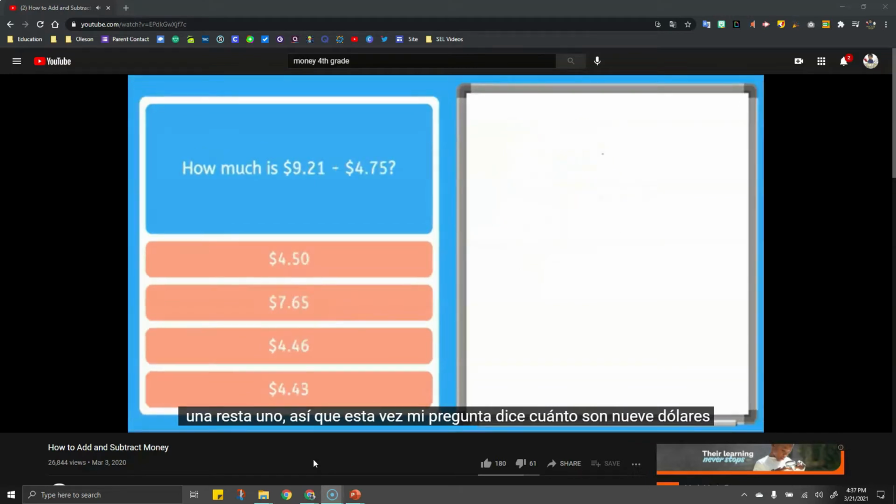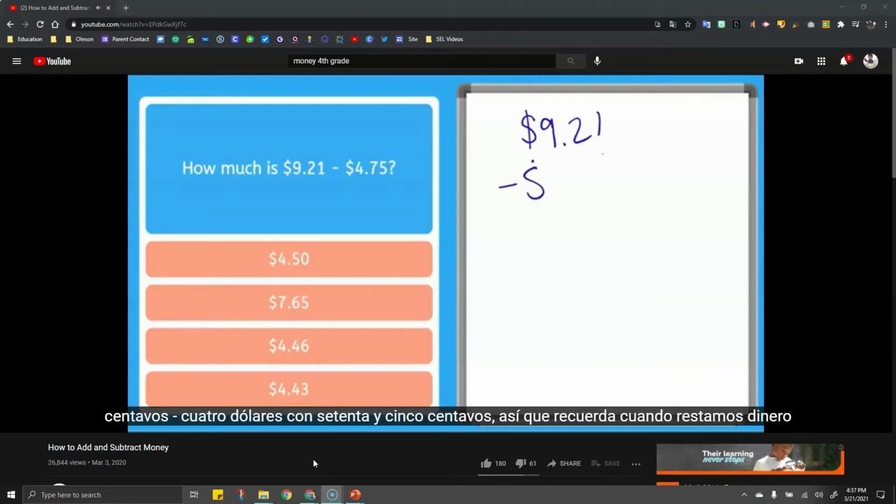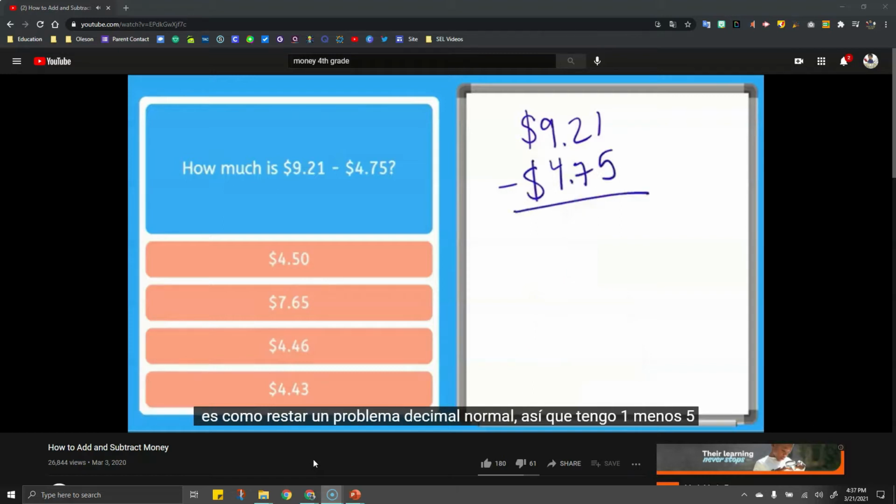Let's try a subtraction one. So this time my question says, how much is $9.21 minus $4.75? So I'll write $9.21 minus $4.75. So remember, when we subtract money, it's just like subtracting a normal decimal problem. So I have 1 minus 5, that's not going to work. I'm going to have to borrow. So I take 1 away from there, I add my 10 here. So I have 11 minus 5 is 6.